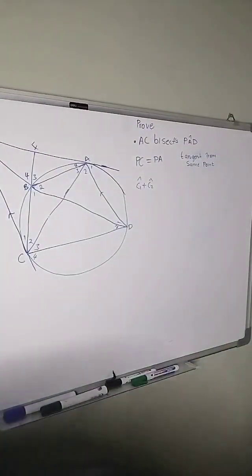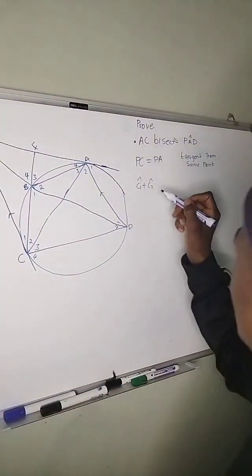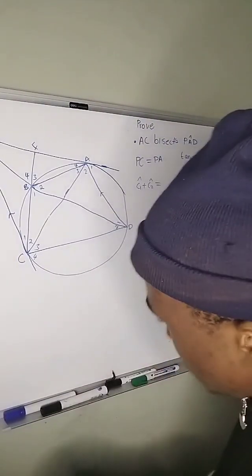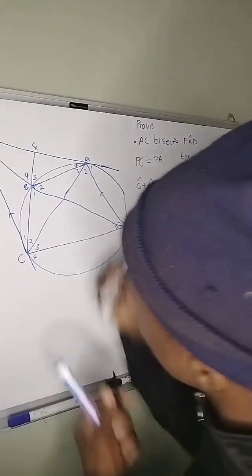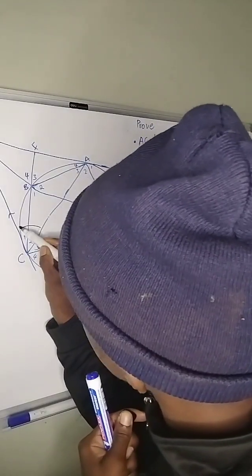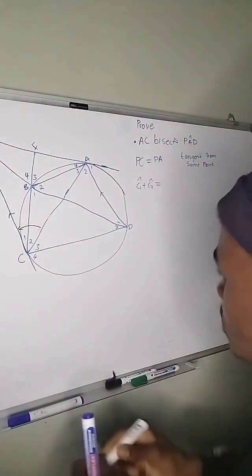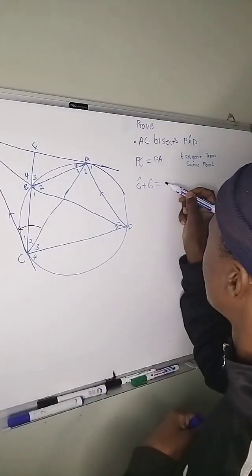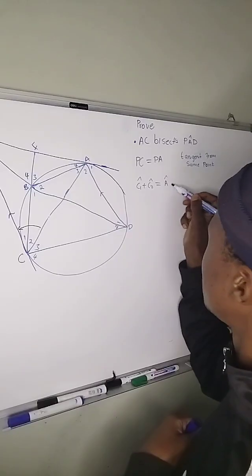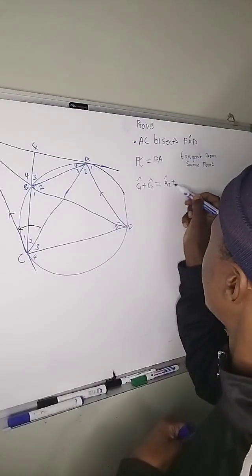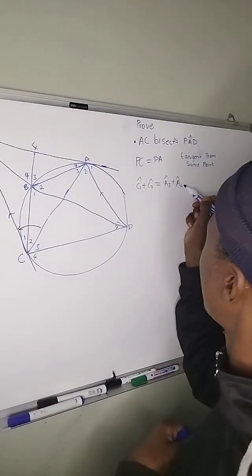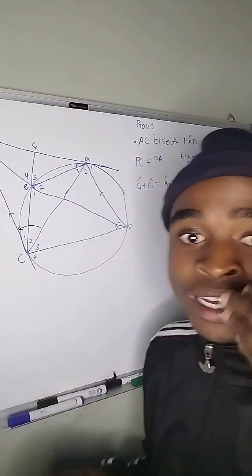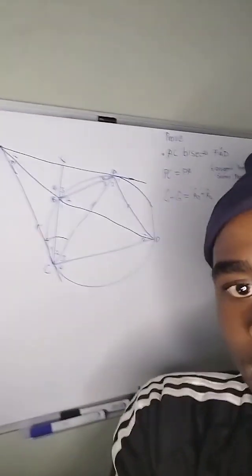Angle C1 and angle C2 is going to be equal to this angle. Angle C1 plus angle C2 is going to be equal to angle A3 plus angle A4. Reason: angle opposite equal sides. That's the reason.